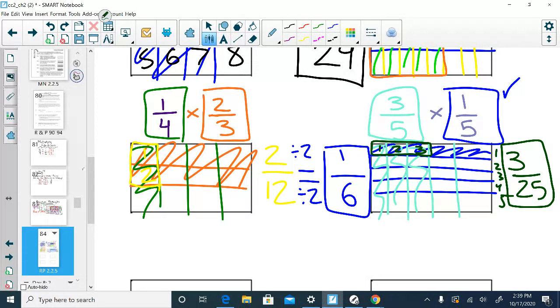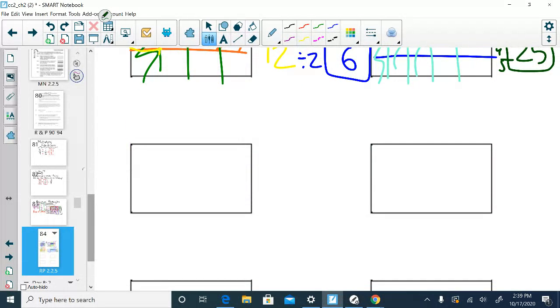All right, hopefully this is making sense to you guys, because we are going to have some problems in our homework where you could draw a rectangle of your own and do 3/5 of 7/8 or whatever your given problem is.